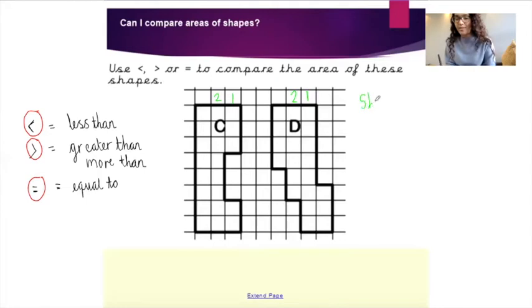So I'm going to say shape C is equal to shape D. That's what you would write here. Because both of those shapes have an area of 21, they're equal to each other, they're the exact same. So you put shape C on one side, put the equal sign, and then shape D. So shape C is equal to shape D.